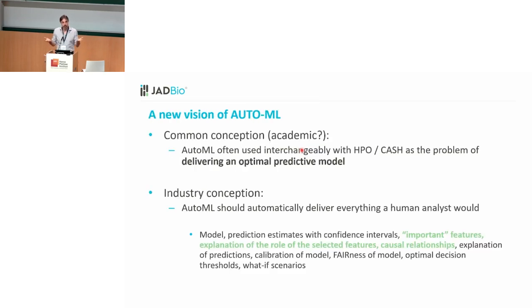As we heard in the previous talk, AutoML focuses a lot on hyperparameter optimization, but it should be much more than that. In the industry, it's much more than that, and clients care not just for the model and an AUC, but things about prediction estimates, what are the important features, quote unquote, the explanation, the role of the selected features, and why not the causalities, all right, and many more, but I'm going to focus on the green fonts today.